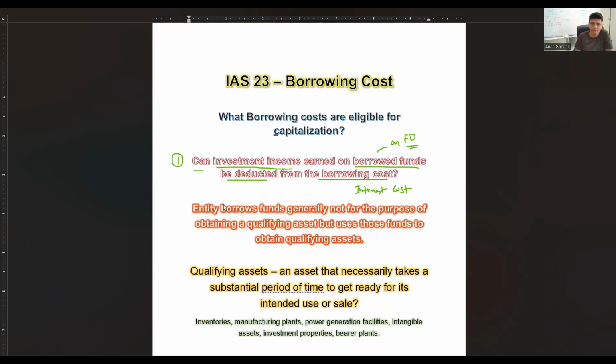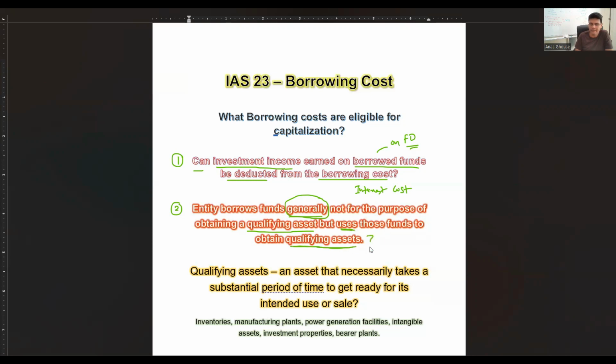The second aspect that I'm going to discuss in this session is: the entity borrows funds generally. This is very important, not for the purpose of obtaining a qualifying asset. I will explain what a qualifying asset is. But it uses those funds to obtain qualifying assets. What does it say? The entity borrows funds generally. You may have other requirements, such as meeting your working capital requirements and paying your expenses. Not for the purpose of obtaining a qualifying asset, but these general funds are also used to obtain qualifying assets.